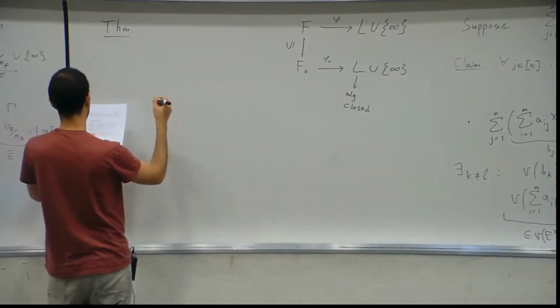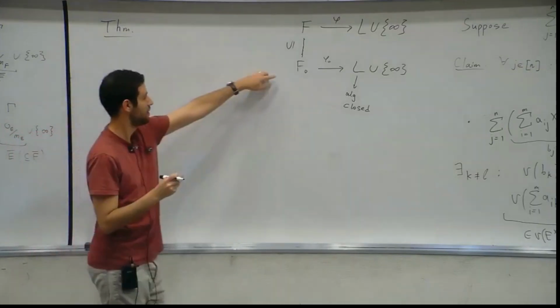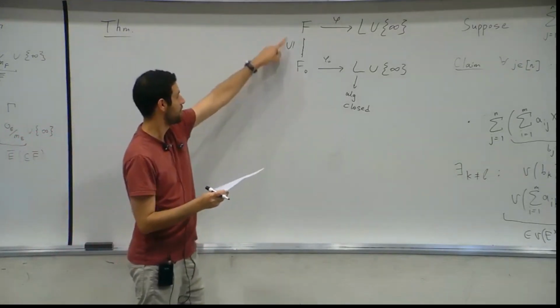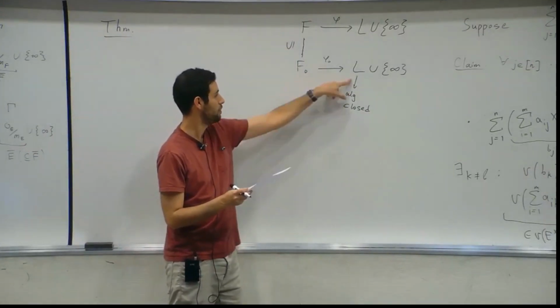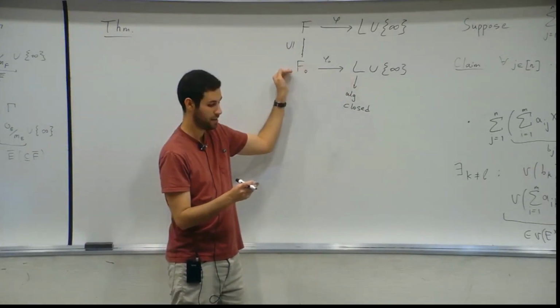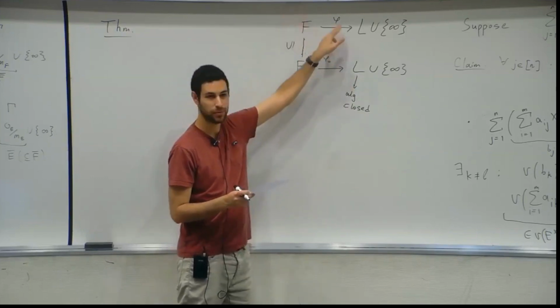So the theorem is just: let F0 be a subfield of F and L some algebraically closed field, and phi 0 a place. Then every such phi 0 can be extended to phi from F to L.